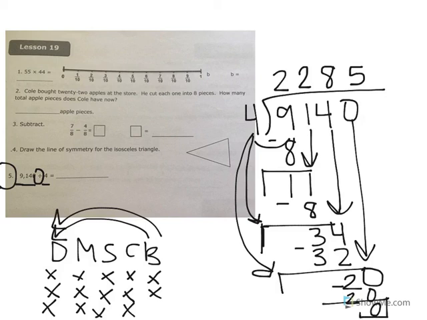So the answer to this division problem is 2,285. And we're all done for today. Great job.